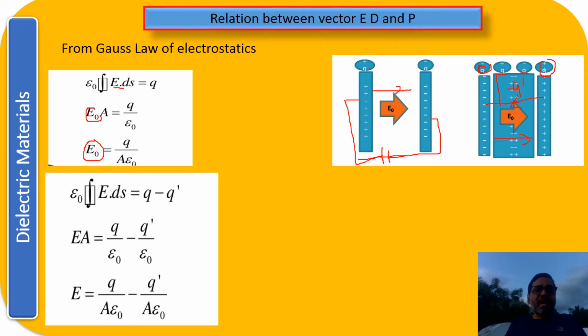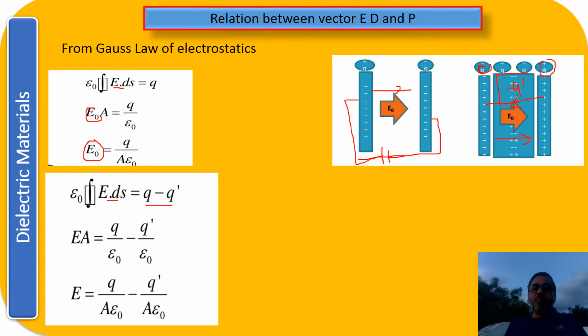So the line integral of the electric field that has been generated is equal to Q minus Q dash, right? Again we have integrated this. The integral of this will equal A, so epsilon naught comes to the right-hand side: Q upon epsilon naught minus Q dash upon epsilon naught. So the electric field E inside your plates with your dielectric is equal to Q upon A epsilon naught minus Q dash upon A epsilon naught.